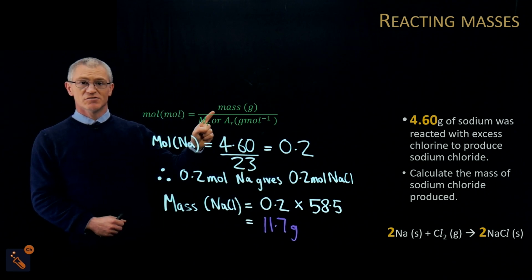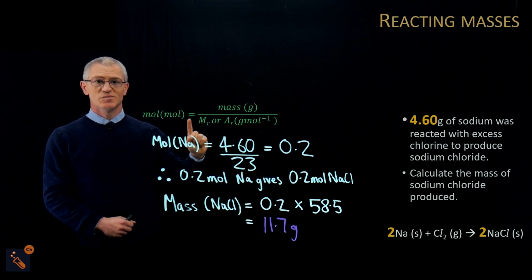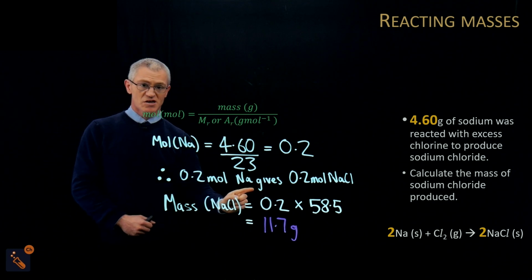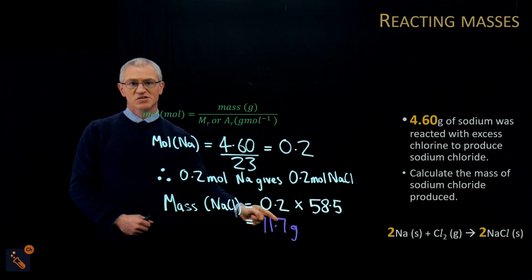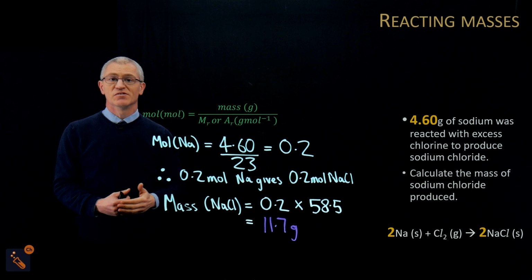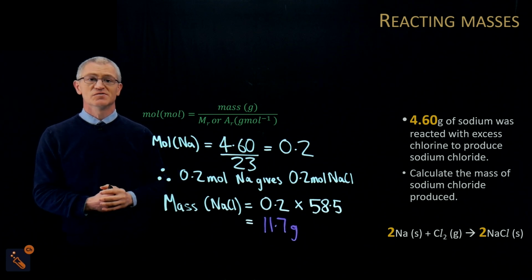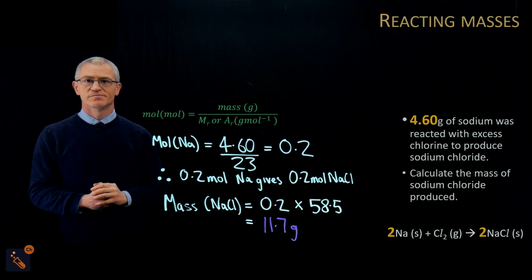We rearrange this equation to equal mass. Mass is going to be equal to the molecular mass times the mole in this case. So your mole times your molecular mass gives you a mass in the end of 11.7 grams. So that means that 4.6 grams of sodium will give 11.7 grams of sodium chloride.